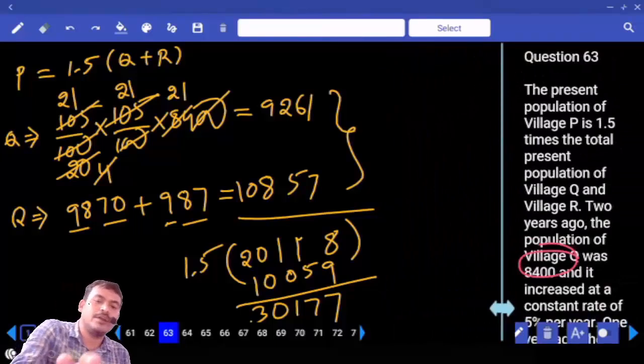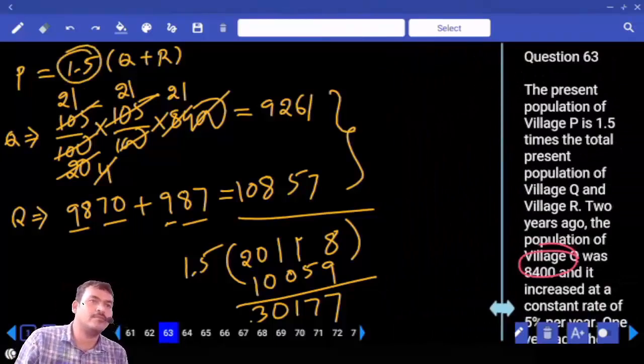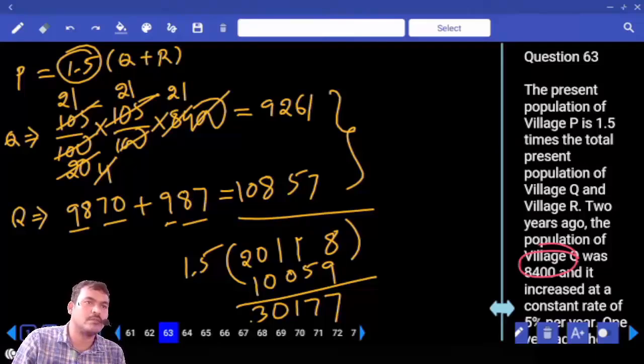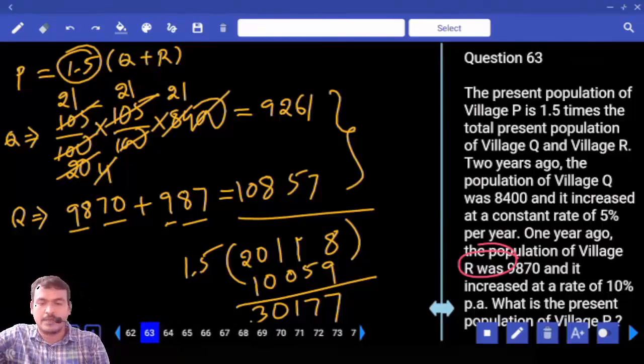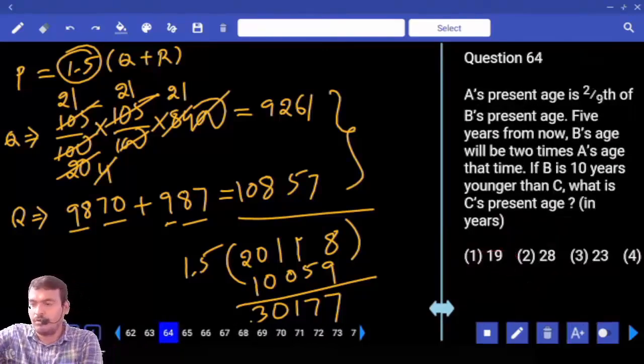We required how many times? 1.5. 1.5 means 3 by 2, or not? The answer must be a multiple of 3. How many options are multiples of 3? Only 1. Next, question number 64.